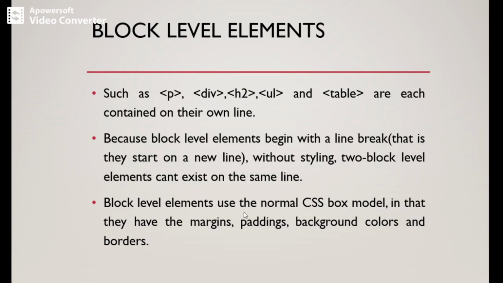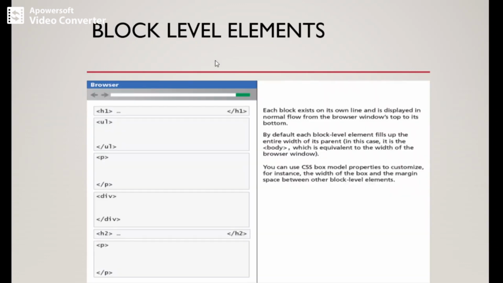Block level elements use the normal CSS box model. We have discussed that, with the margins, paddings, borders. So here you can see the figure of block level elements. So h1 tag, ul tag, p tag, div tag, h2 tag, p tag. They are contained on their own line. You can see each block exists on its own line and is displayed in normal flow from the browser window's top to its bottom. It goes like that.